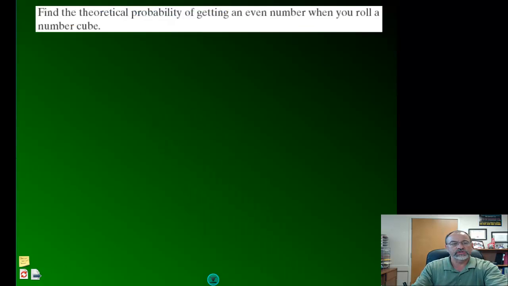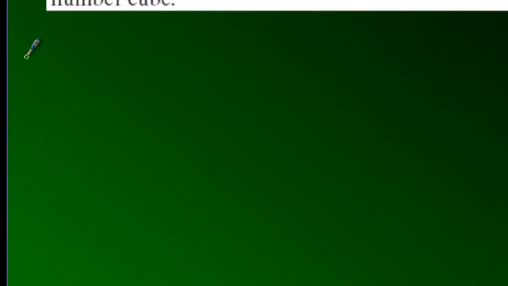Okay, so it's a ratio, so let's go ahead and take a look at this one. Find the theoretical probability, so we're not looking at an experiment, nobody did this yet, of getting an even number when you roll a number cube. Okay, so our notation would look like this. In here, we're looking at getting an even number, so that goes in the parentheses.